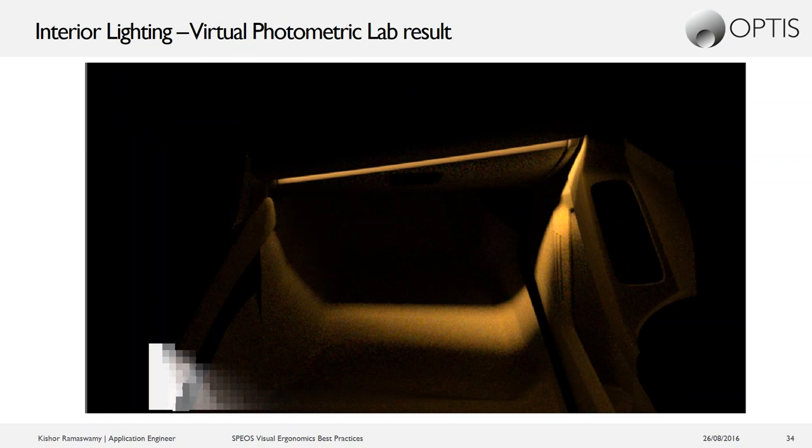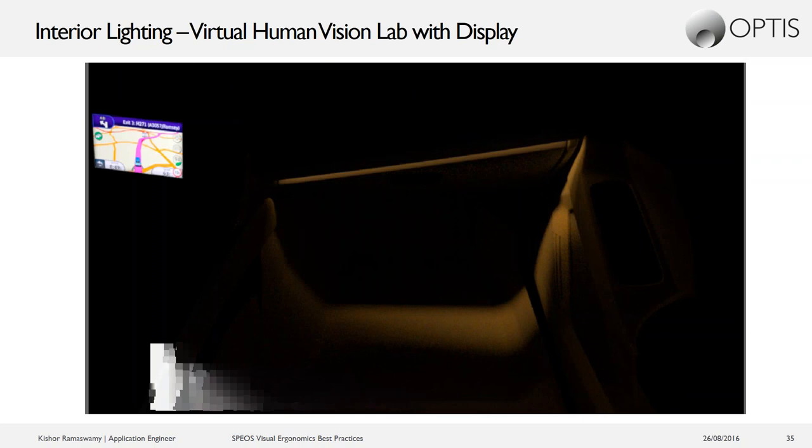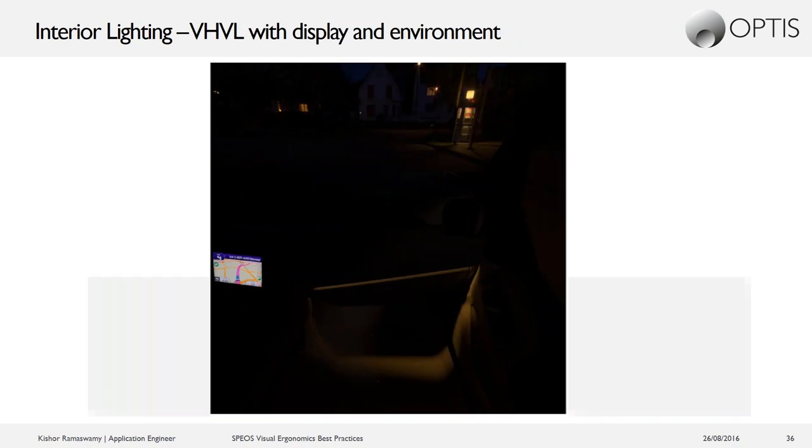So just a quick comparison between the photometric lab and a human vision lab. You can see the result initially in the photometric lab, and then as we switched to the human vision lab, you can see the human vision parameters affecting the way that simulation appears. And then combining with the display and with the environment source, all of these different sources combined together.